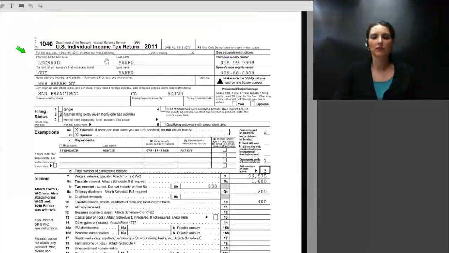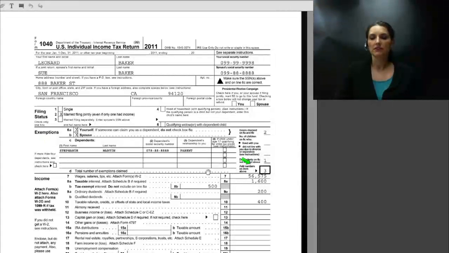And I have up for you now Leonard Baker and Sue Baker's tax return. You will see that they are married filing a joint return. We've checked 2 for married filing joint, and we've given them 2 exemptions for themselves. The only dependent listed is Stephanie Martin, who is a parent. We've claimed a deduction for her. Total exemptions will be 3.